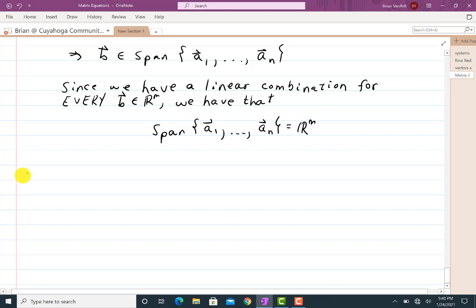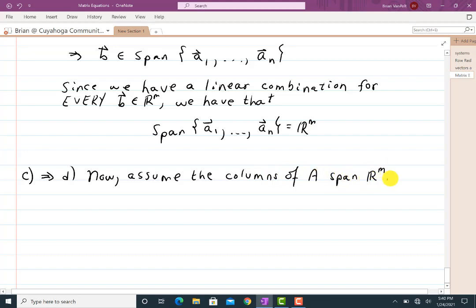Next, we're then going to prove that C implies D. So now assume the columns of A span Rm. So for any b in Rm, b is in the span of A1 up to An. I didn't really say anything new, I just wanted to remind you.